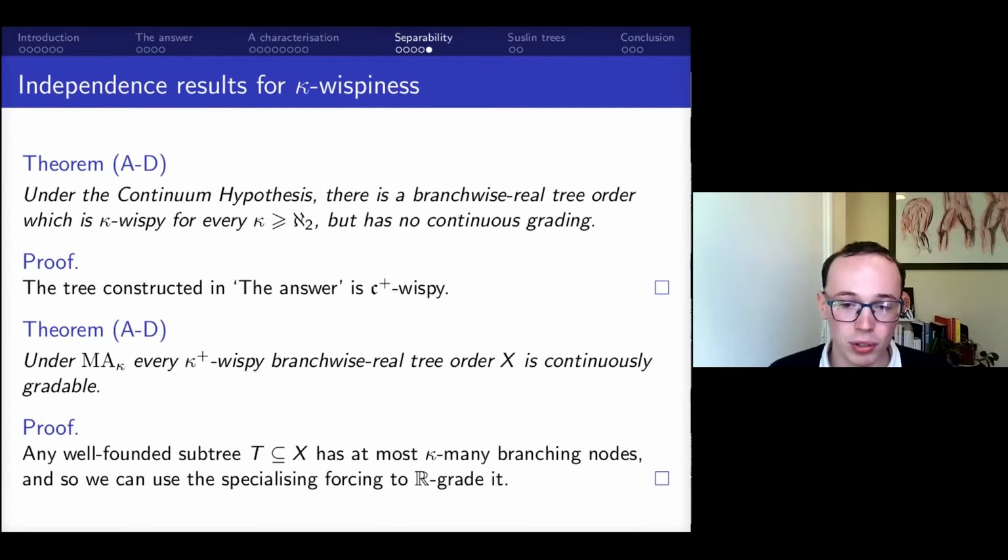So as in the previous proof, this must have at most kappa many branching nodes. And so what we can do is use the specializing forcing and MA kappa to produce a Q grading of the branching points. And then, as before, this Q grading of the branching points extends to an R grading of the whole tree T. And so we have the result.